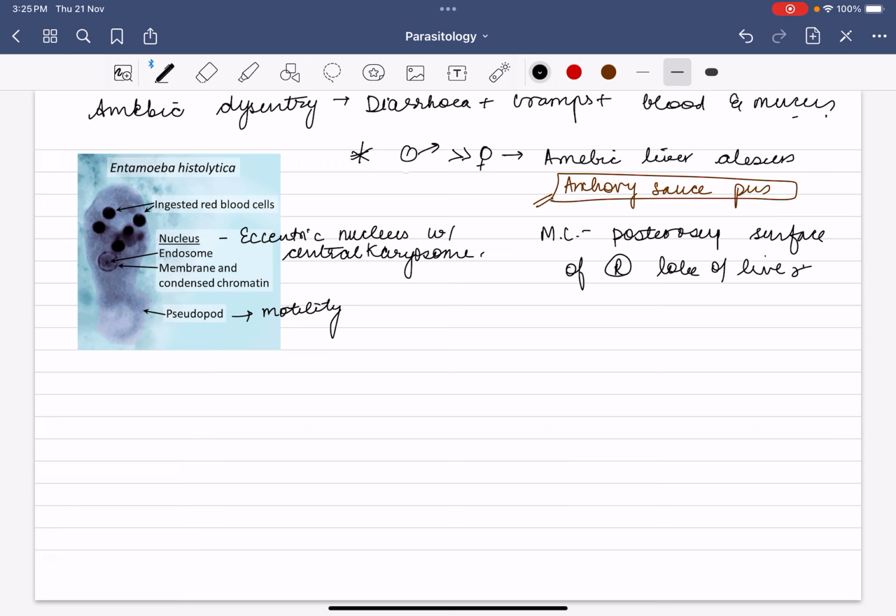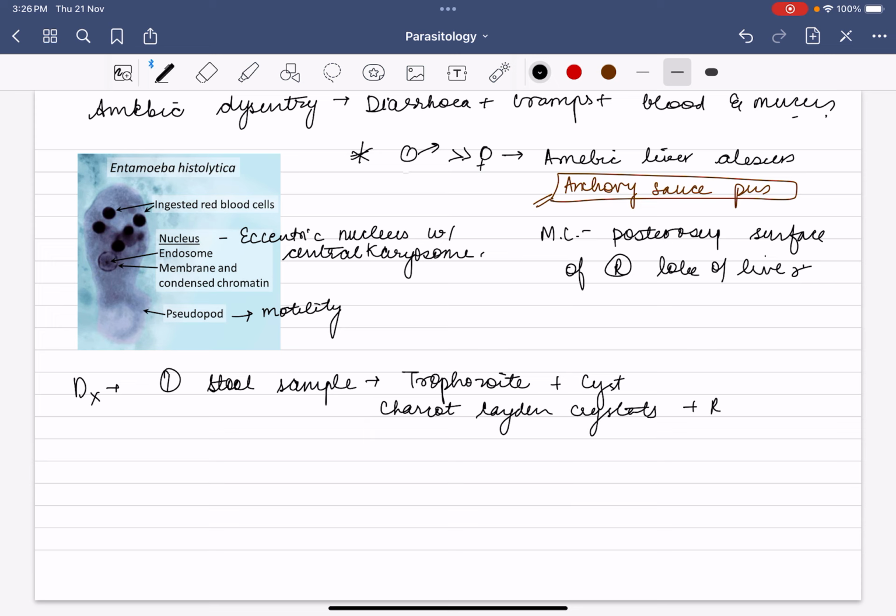Now how will you diagnose this? Diagnosis includes one, stool sample. In stool sample, you can see trophozoite as well as cyst form. Also you see Charcot-Leyden crystals plus RBCs. Now in this diagram as well, you can see some RBCs present in the food vacuole. So these are ingested RBCs by the Entamoeba.